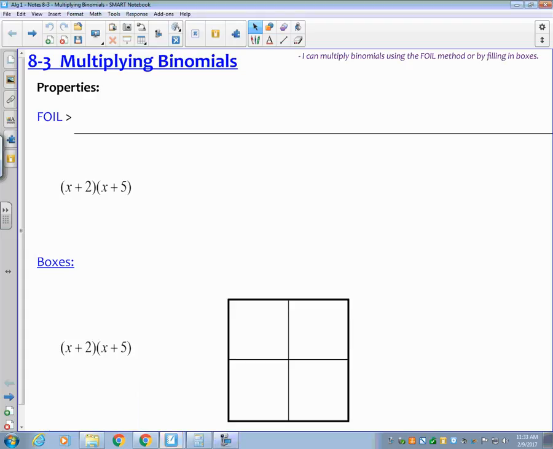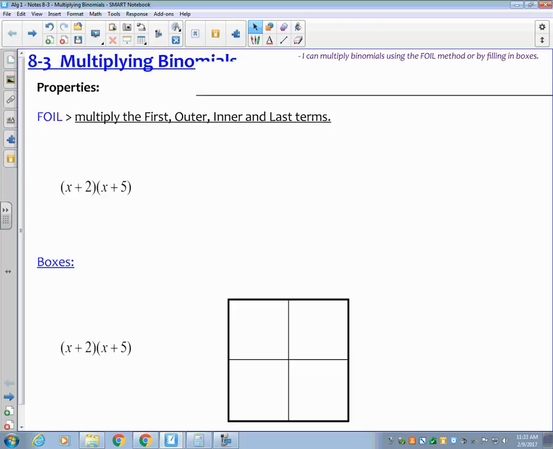All right, so this is Chapter 8, Section 3. I'm super excited. This is kind of my favorite part of Algebra 1. We are going to learn today about FOIL, and unlike science class, FOIL is an acronym. It is not a metallic element. So FOILing means we multiply the first, outer, inner, and last terms together.